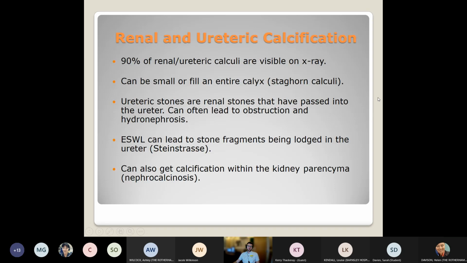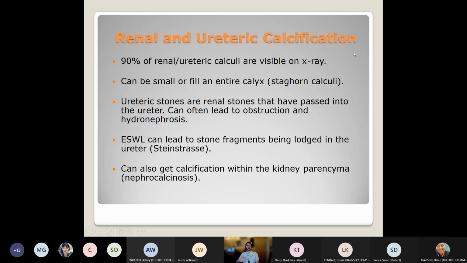Calcifications. 90% of renal calculi are visible on X-ray. So X-ray is quite handy, providing that the stone is big enough. They can be really small, or they can be massive.